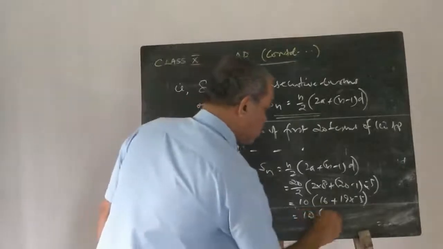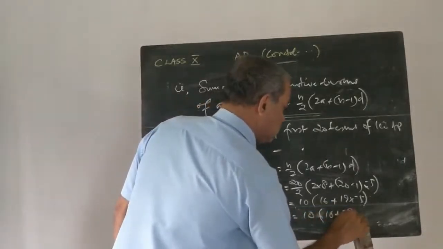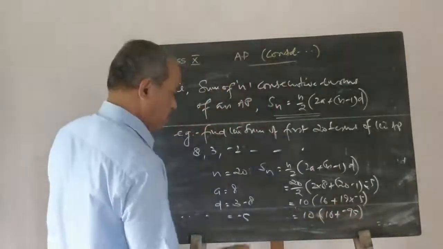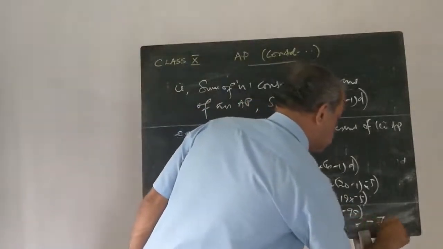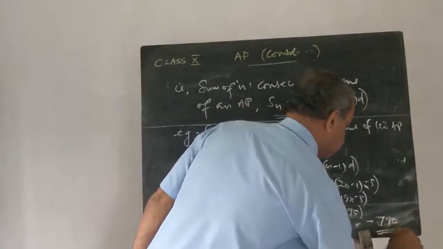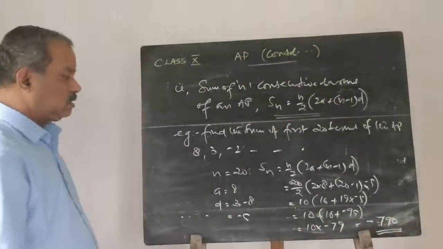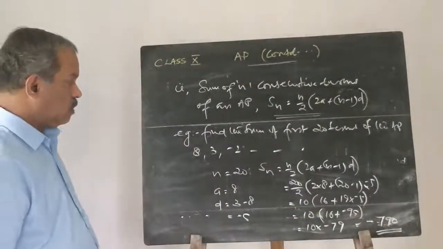equal to 10 into 16 plus minus 95, is equal to minus 790. Minus 790 is the sum.